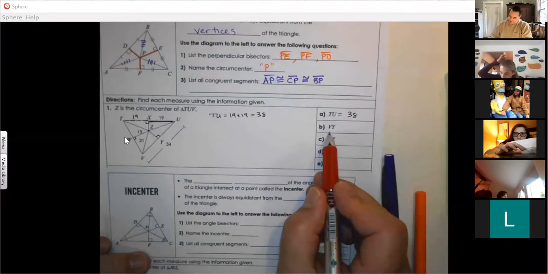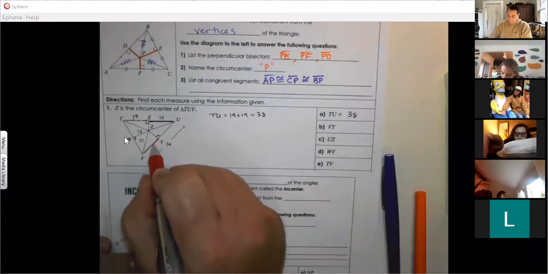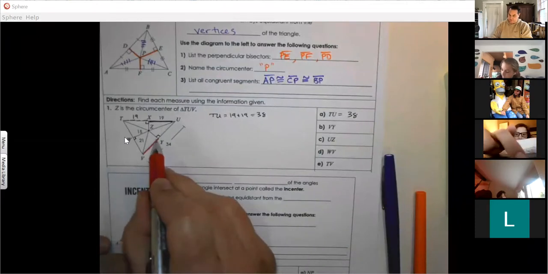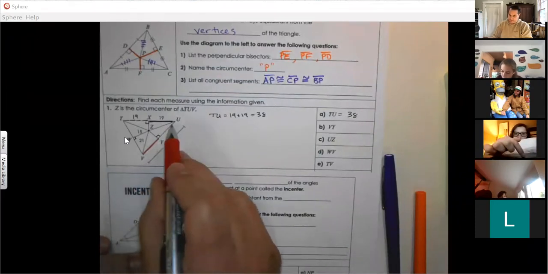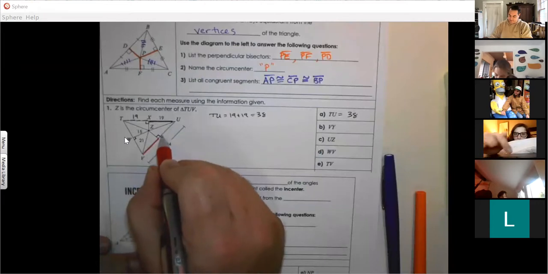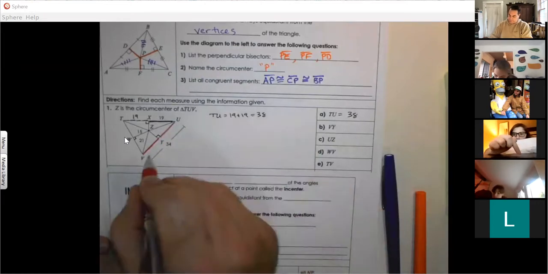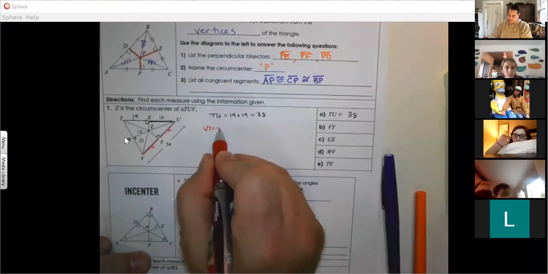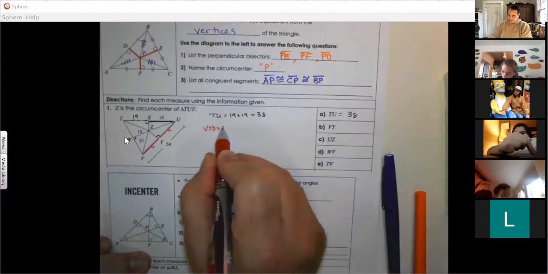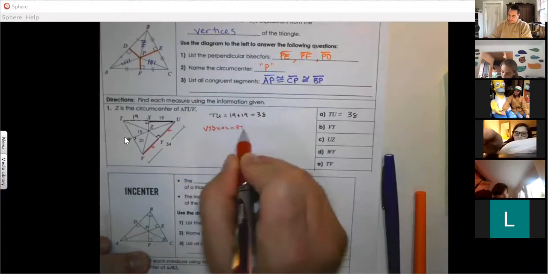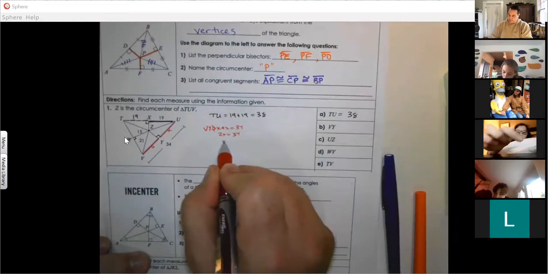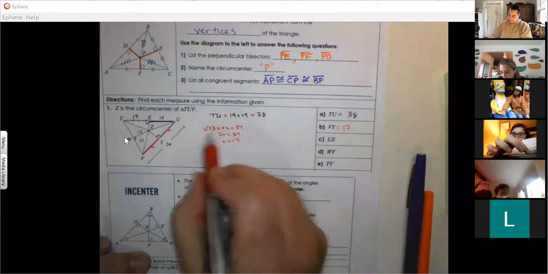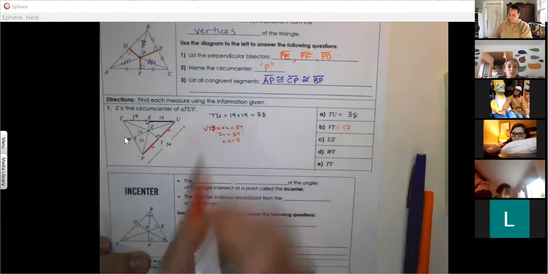And then they want VY. Okay, that's kind of the same idea, isn't it? If this is coming down perpendicular from a circumcenter, then it has to be the bisector. So whatever length this is has to be the same as this one. So if this is X, this is also X. So VY equals X plus X equals 34. So 2X equals 34. So X equals 17. VY is 17.